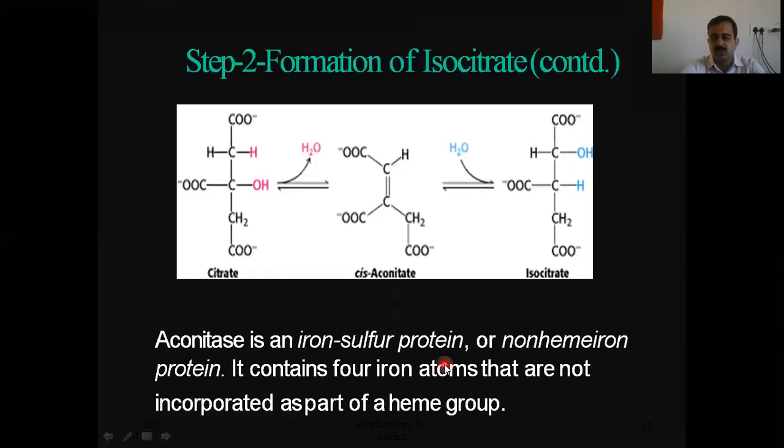Aconitase is an iron-sulfur protein, or non-heme protein. It contains 4 iron atoms that are not incorporated in a heme group. See it: citrate, cis-aconitate and isocitrate. You can see all these reactions are reversible. It means if an excess amount of isocitrate is generated, it can again be converted back to citrate as well.